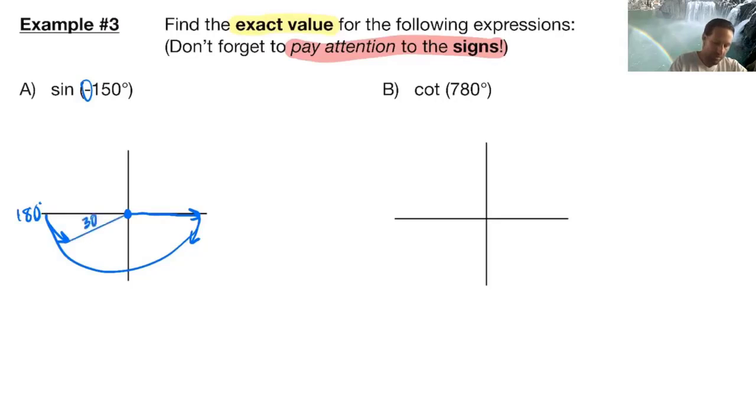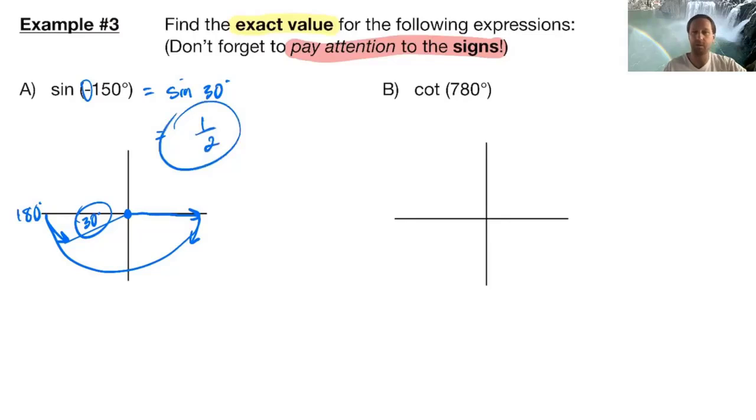Hopefully you all said 30 degrees, and that really is what I'm looking to find. If you know that this is equivalent to the sine of 30, then you're all good. And the sine of 30 is equal to 1/2. However, that's incorrect.